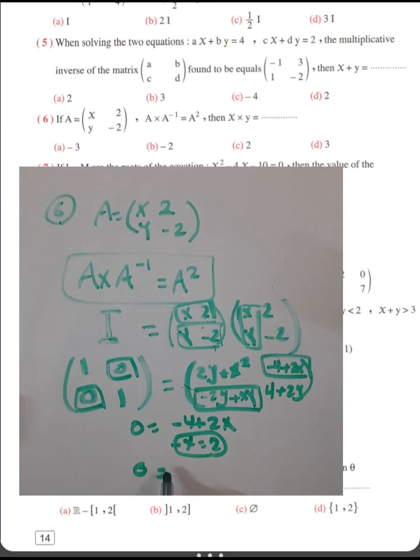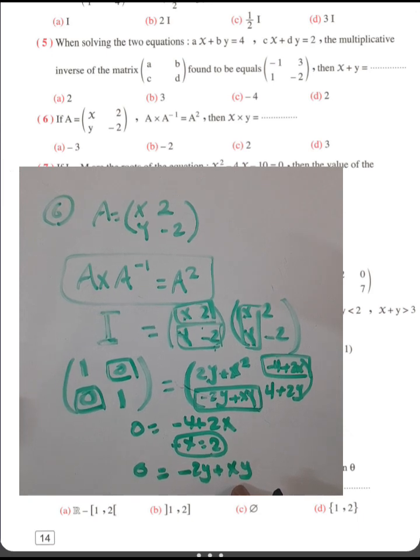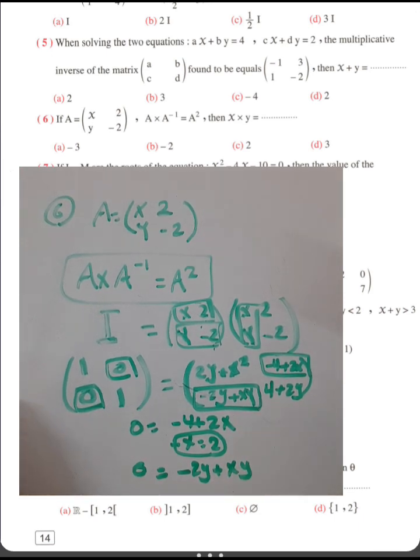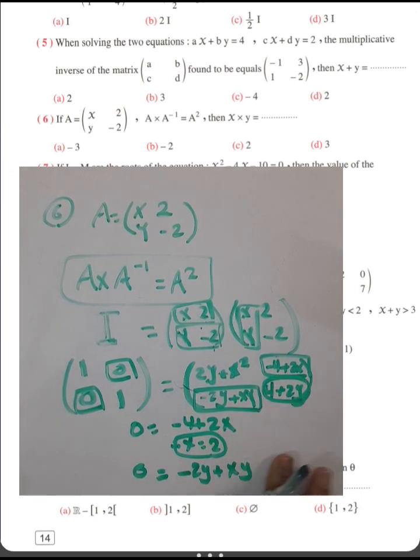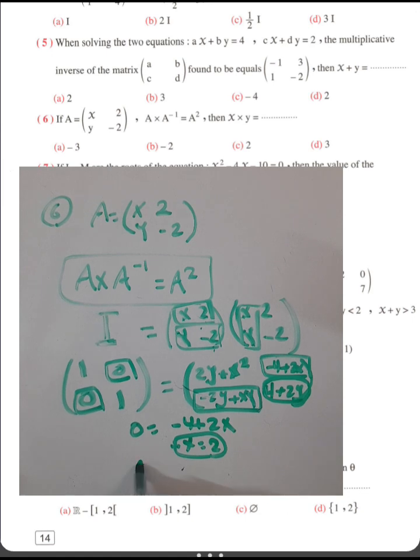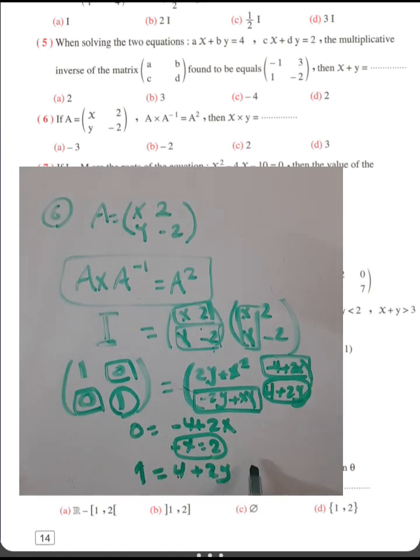equal negative 2y plus xy, put x equal to here, then 2y plus negative 2y equals 0. Or you can complete about this anyone here 0. You can write 1 here, equal 4 plus 2y. You can find the value of y.